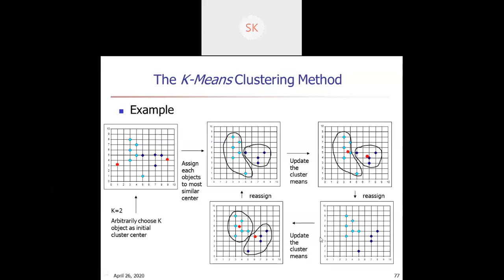Again, reassigning with respect to the update. We can form the clusters again with respect to what we have received. So reassigning, that is these 6 points and these 3 points. Update the cluster means again. So the cluster means have changed a bit. These red points reflect the cluster means.